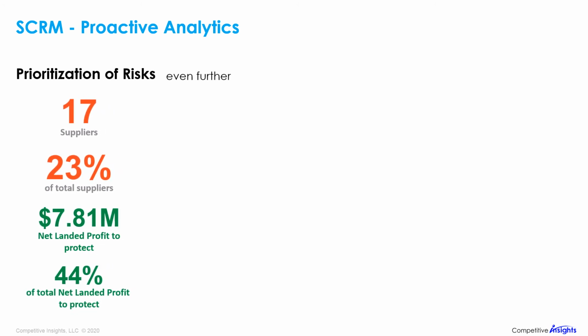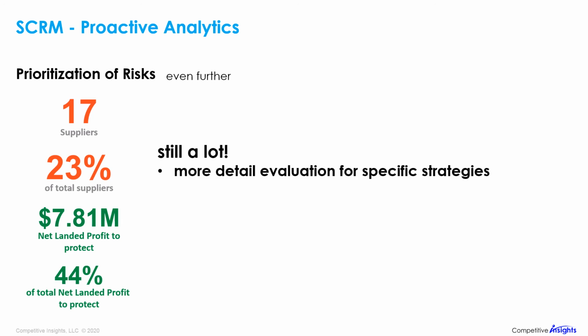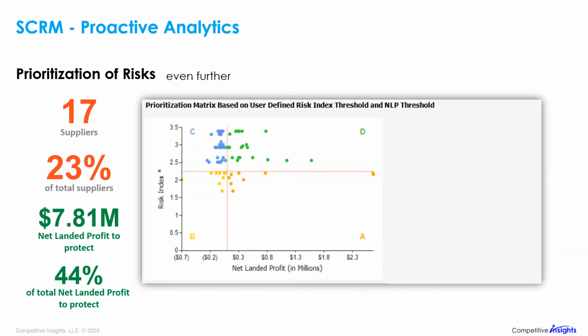But you might say, well, that's still a lot. 17 suppliers is a lot of suppliers to be able to do a detailed evaluation of what we want to do, whether we want to do dual sourcing or some other mitigation strategy. So how can we narrow that down even more? Well, what one could do is you could go and look at the actual indexes associated with EPIC. So you see the horizontal bar there is at that 2.25. So you might want to lower that or raise that depending on what you're trying to do.